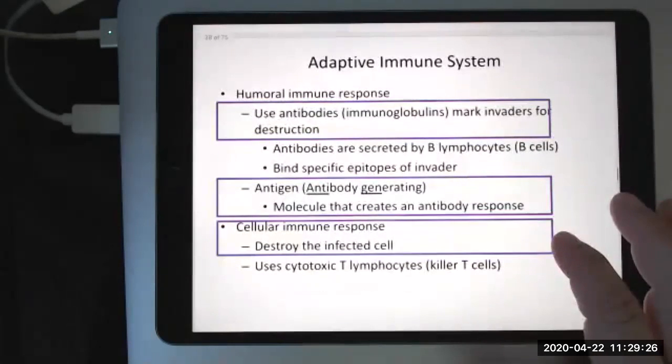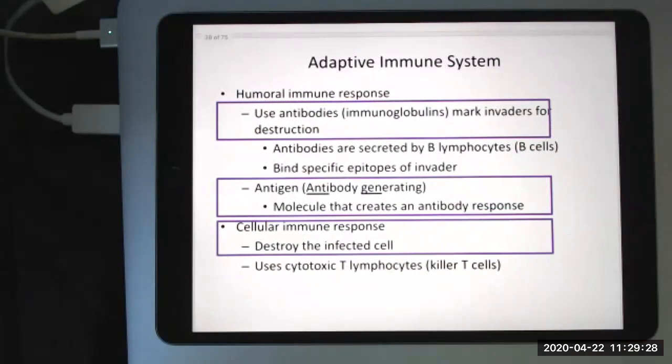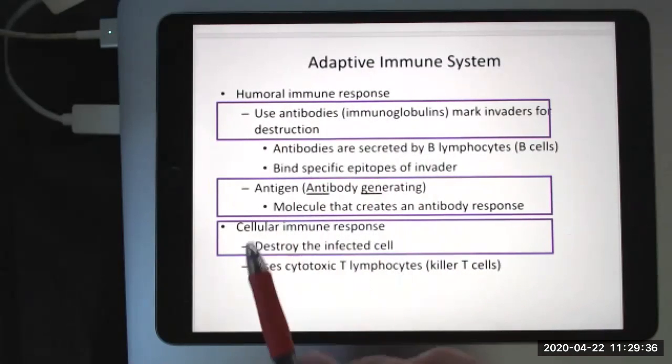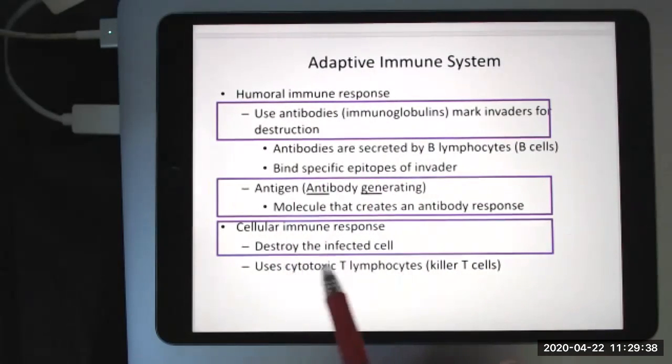There's two different parts of the adaptive immune system. One's the humoral part, and this one is looking for invaders. The other one is the cellular immune response. These are the ones that figure out, is the cell infected? If they have an infected cell, then we're going to destroy that cell in order to prevent the infection from spreading.